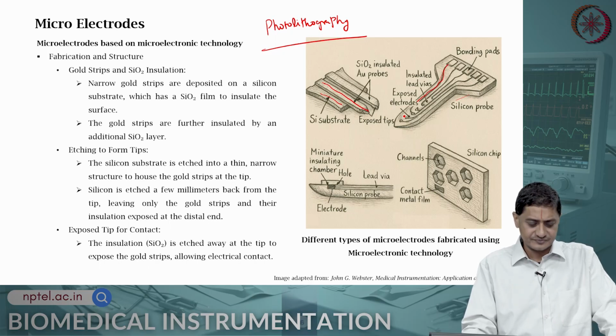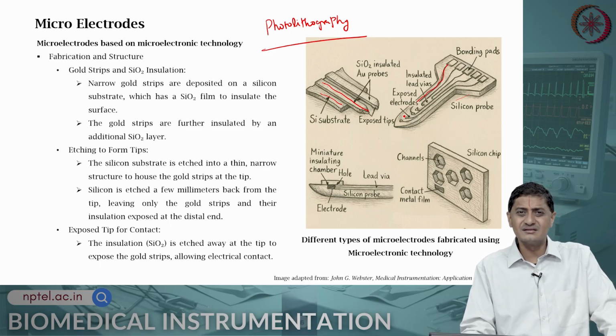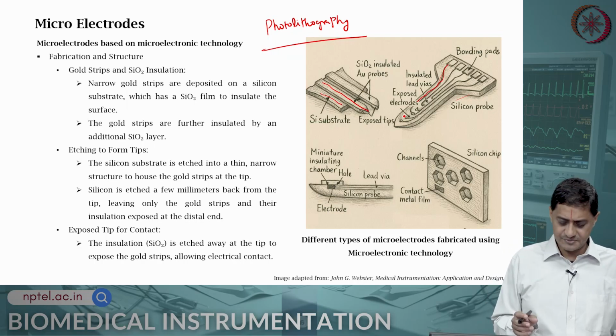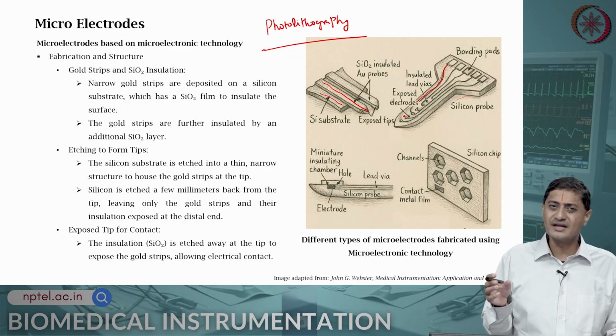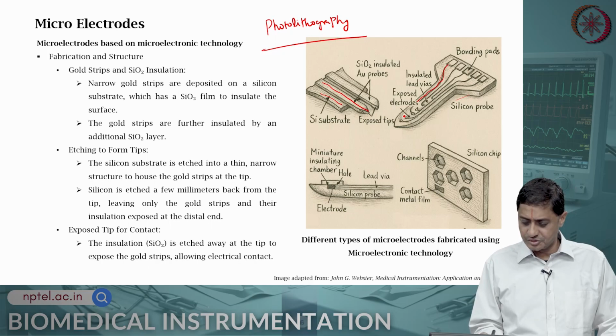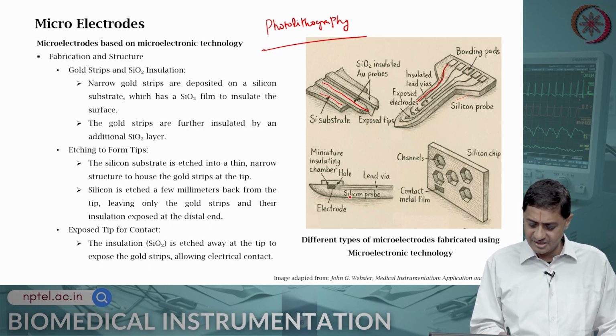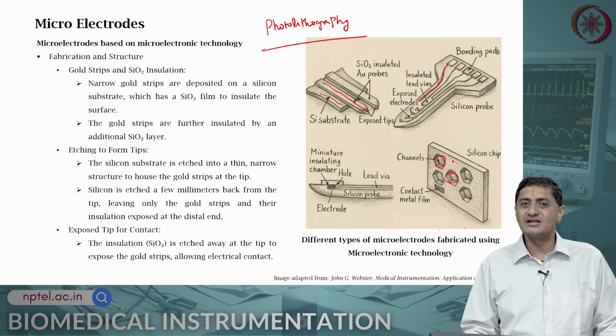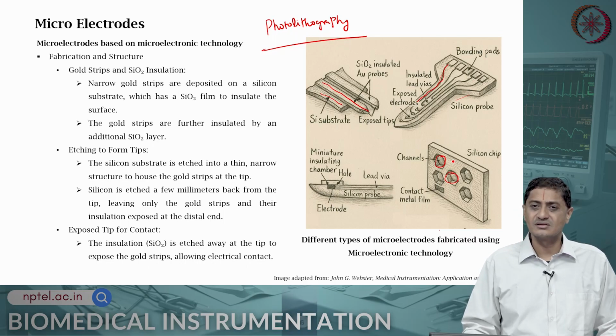Then the insulation at the end, what is the insulation? Silicon dioxide at the end is then etched away at the tip to expose the gold strips, essentially providing the electrical contact and the opportunity to make measurements. A similar approach is used, for example, for several channels through which several electrodes and leads can go.